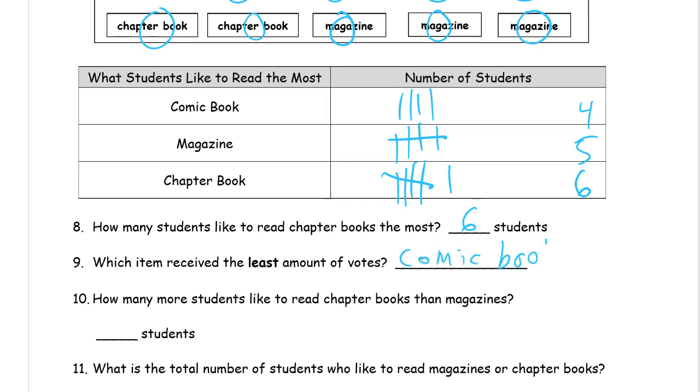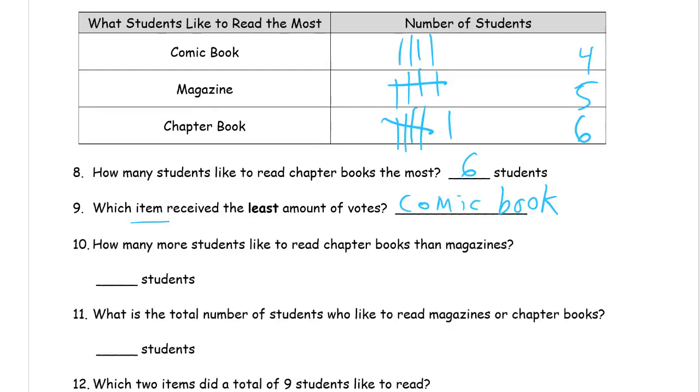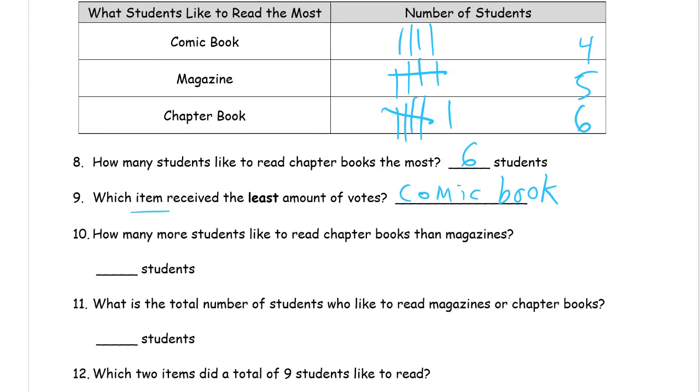And be careful here that our answer is not four, because it's asking which item. It's not asking what is the least number of votes. It's asking what item. How many more students like to read chapter books than magazines? Well, six like chapter books, five like magazines. So how many more? The difference between the two, six minus five, and it's only one more. So it's one student.